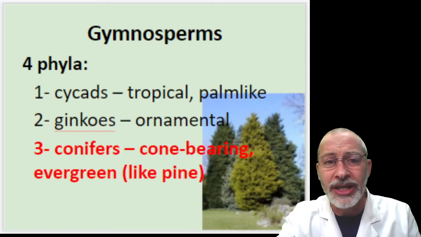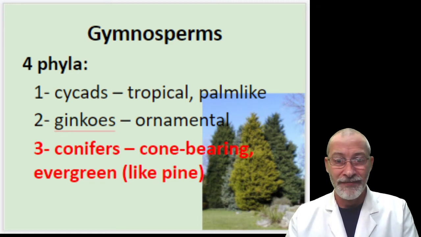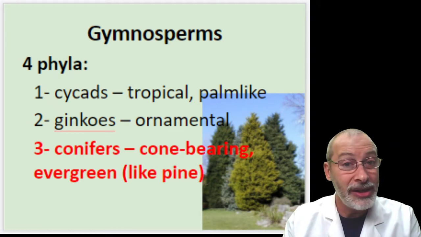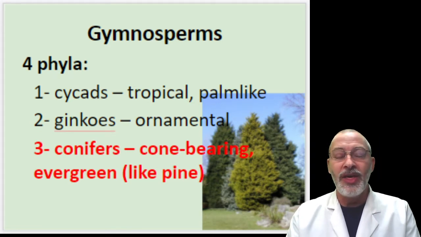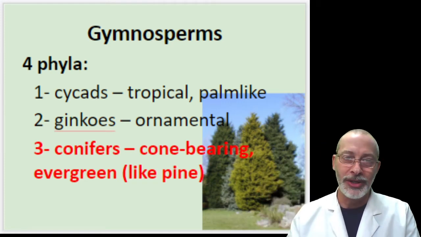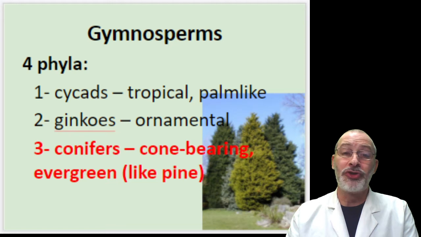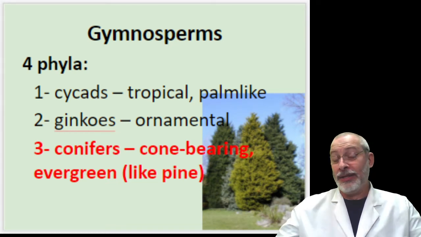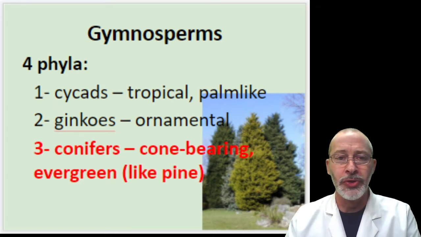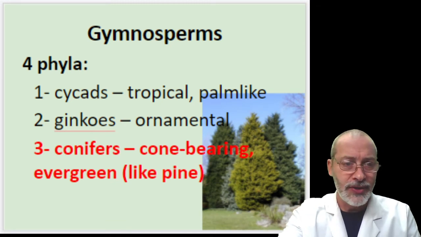All right, so in addition to ginkgos and cycads, we have the most common, the conifers. The conifers are those gymnosperms that we around here are so familiar with. They are the cone-bearing evergreen trees like pine trees and hemlock and spruce and fir. It's these types of trees that we would find growing in a tree farm down the road. Conifers are certainly the most common gymnosperm in our local experience.